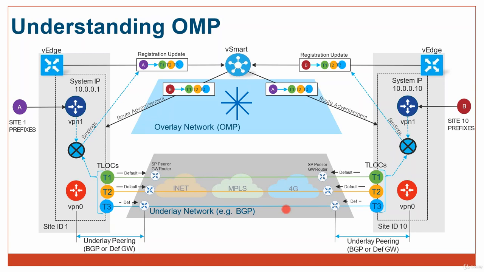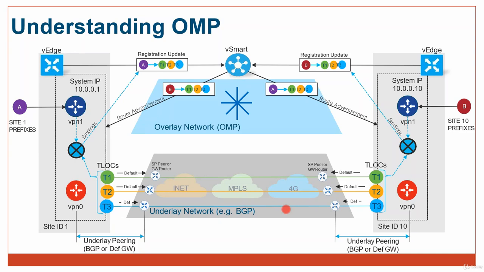So what does it mean? It means that the site A prefix, the vSmart will learn from three different paths or three different colors, and then it will advertise the same to the other site. That means prefix B can reach prefix A with three different colors or three different paths. If all the attributes are the same, then it can do ECMP with three different paths. Okay, so now you can understand where the overlay fits in and where the underlay fits in.